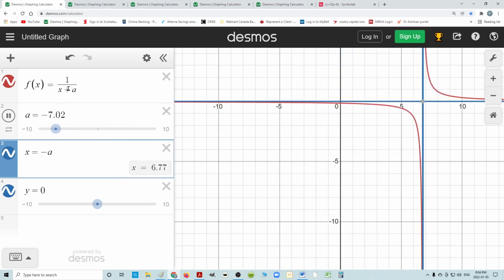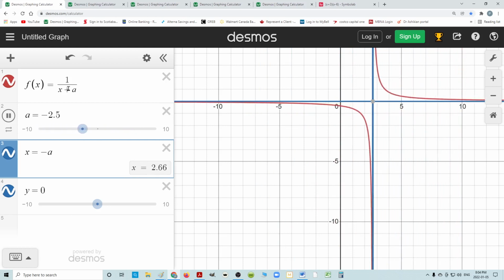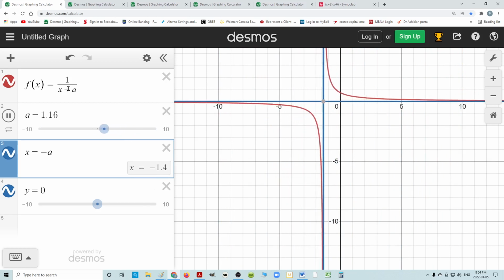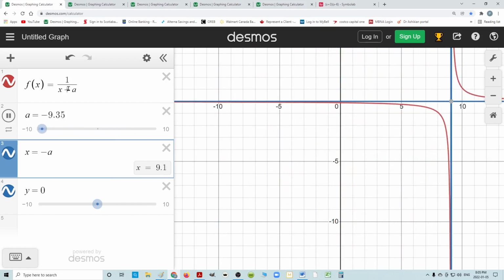All this is doing is translating, but it's also translating the asymptote. But notice the horizontal asymptote is still at y equals 0, because no matter what value I put into x, I get close to 0 on the y, but never get there. So that's an interesting thing.